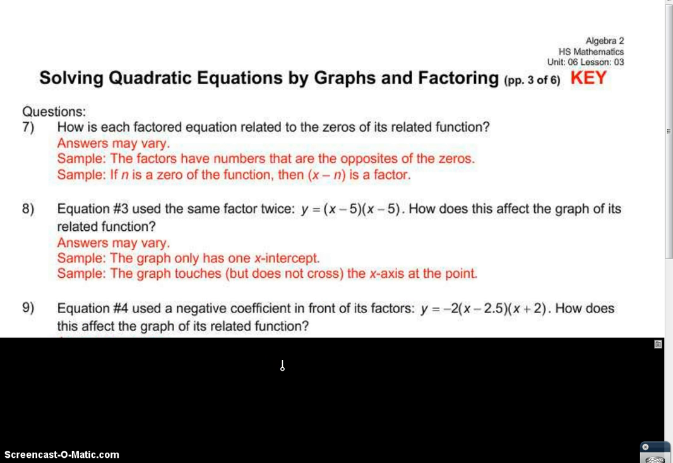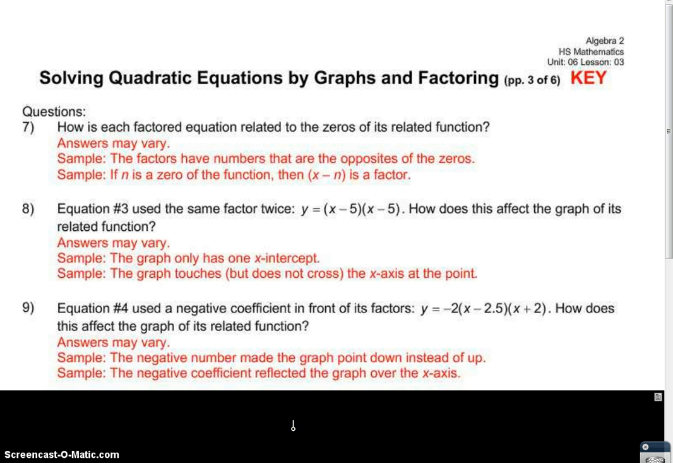So look at number 9. Number 9 says equation number 4 used the negative coefficient in front of its factors, y equals negative 2 times (x minus 2.5) times (x plus 2). How does this affect the graph? Guys, remember the negative. If a is negative, what happens to my graph? You should have said the negative number made the graph point down instead of up, so it reflected. The negative coefficient reflected the graph over the x-axis.